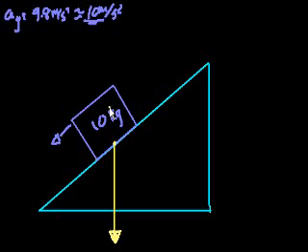Well, it's going to be the mass times the acceleration. So 10 kilograms times 10 meters per second squared. I mean, it really is 9.8, so it's roughly 100 newtons. So this is the force of gravity, and we know that the force of gravity on this block is 100 newtons. Another way of saying it, this block weighs 100 newtons.